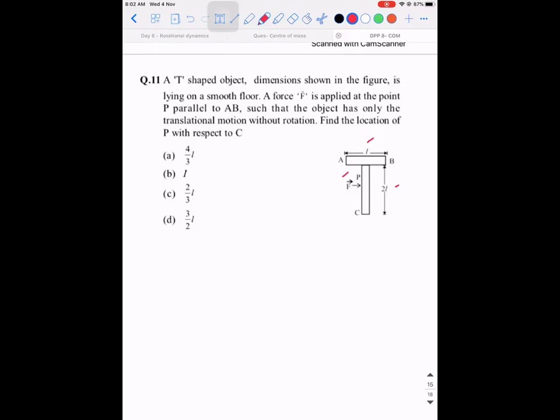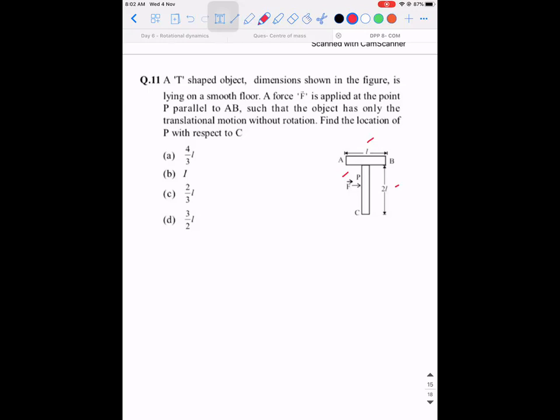So the force F is applied on an object such that it has only translational motion without rotation. What is the meaning of this, guys? When will the object tend to rotate? In this case, clockwise moments is equal to anti-clockwise moments. That means the point P is the center of mass. That's right. Very good. So please make a note.